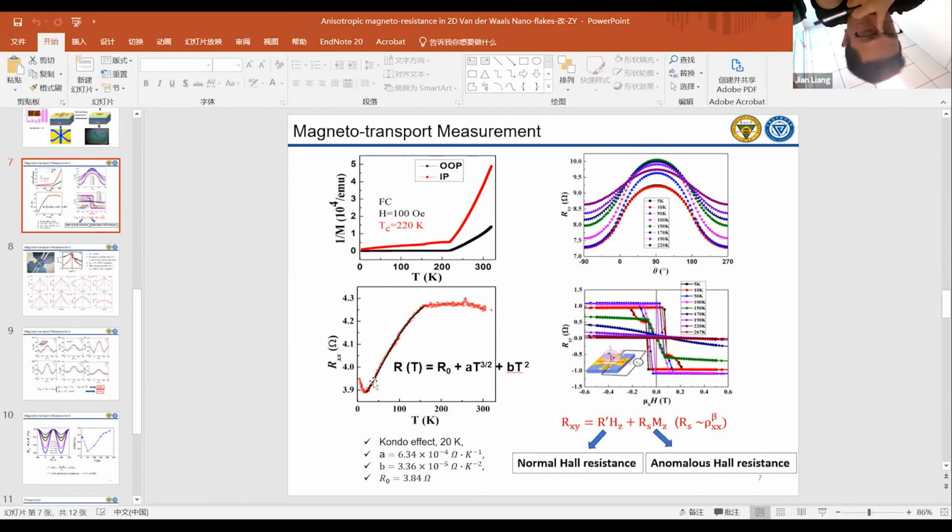Any other questions? Can I ask a quick question? Sure. Thank you for your excellent talk. Just out of curiosity, do you know how many layers your material is once you exfoliate it? It's about 6 nanometers. So it's still quite multi-layer, not a single layer yet. Yeah, single layer is too hard to get. That's understandable, but very interesting results.